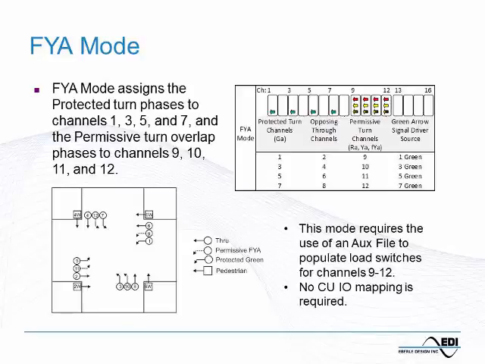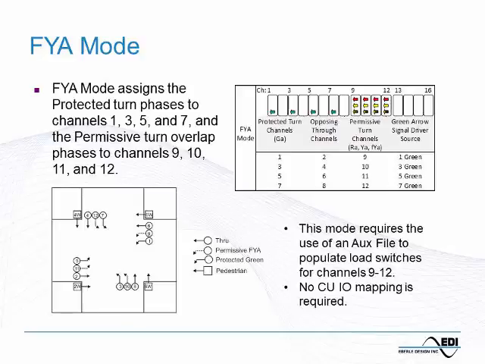So let's see what an FYA mode looks like. On this slide, the image that we're seeing of the 16 channels is basically how the monitor views the assignment of the phase to channels. So in this case, our channels 1, 3, 5, and 7 are the protected turn channels. Channels 9 through 12 are the permissive overlap channels, and 13 through 16 by convention are our pedestrian channels.